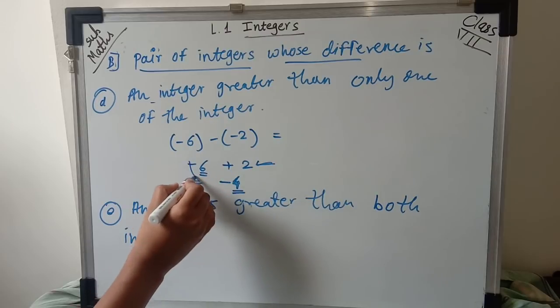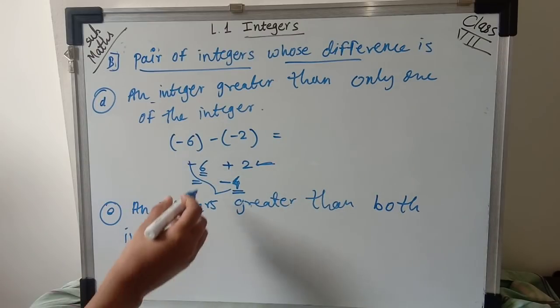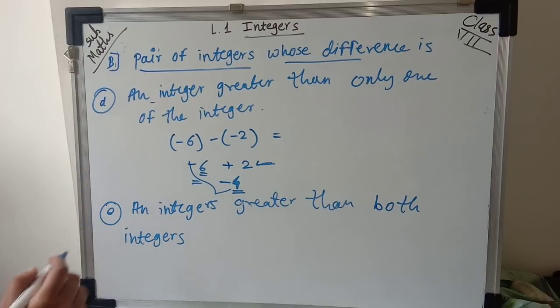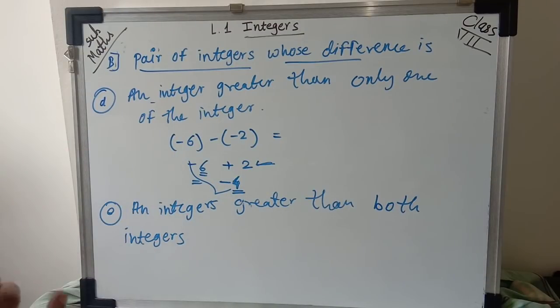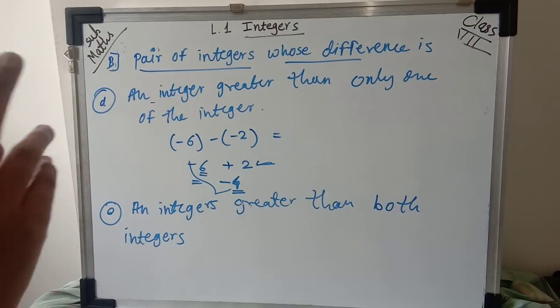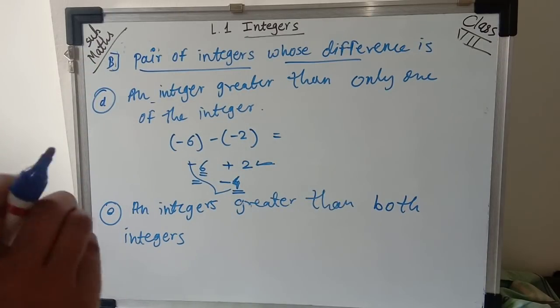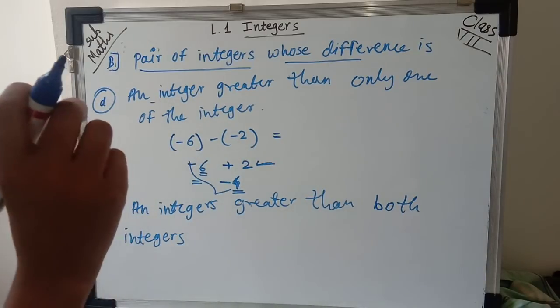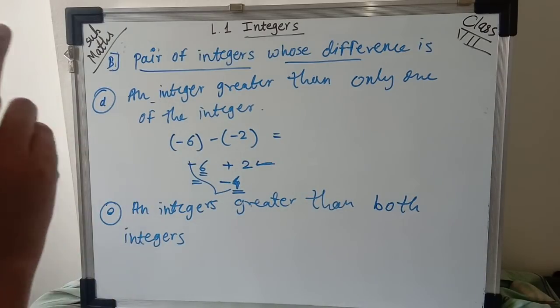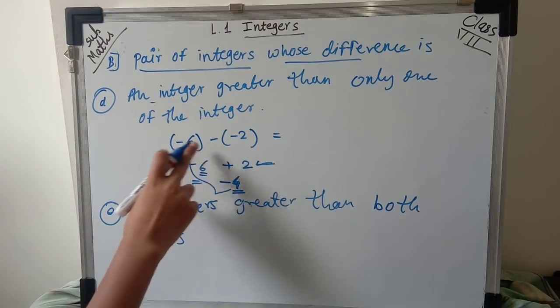Positive 2 is greater than both these two integers. Both these two integers are negative. Positive integers are always greater than the negative integers. That you have to remember. What they are saying, when you have to find the pair whose difference will give you an integer which will be the smaller integer, one of them.